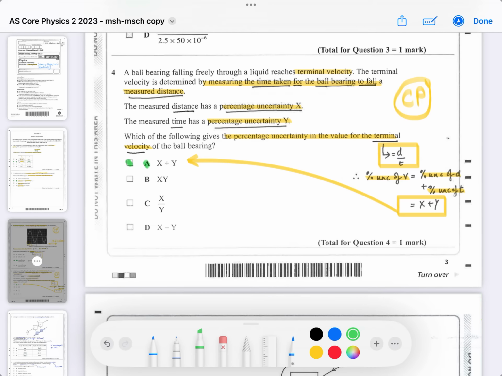I'm using grey or yellow for reading through, and green for the answer or the solution. So really, I should have put this bit in green. That's how I've shown you how you get the answer.